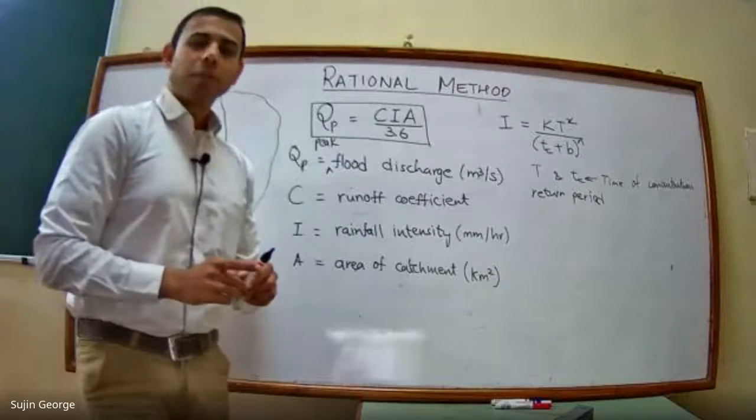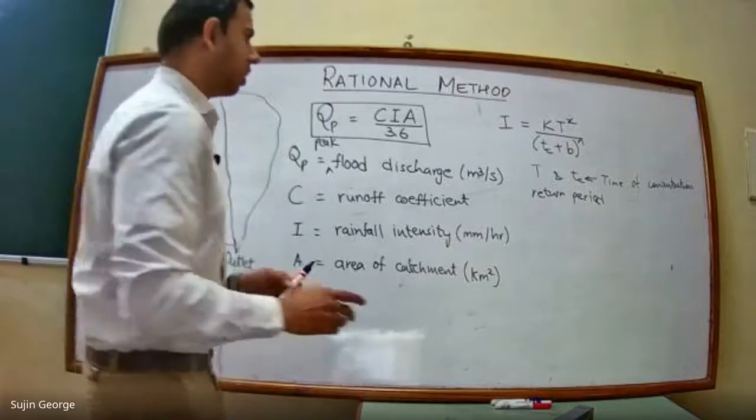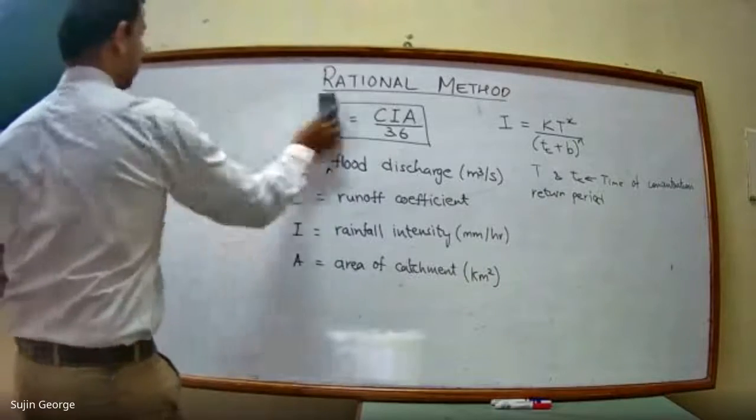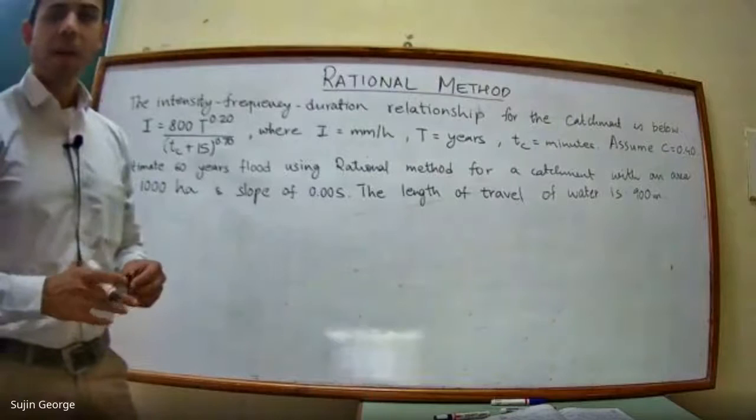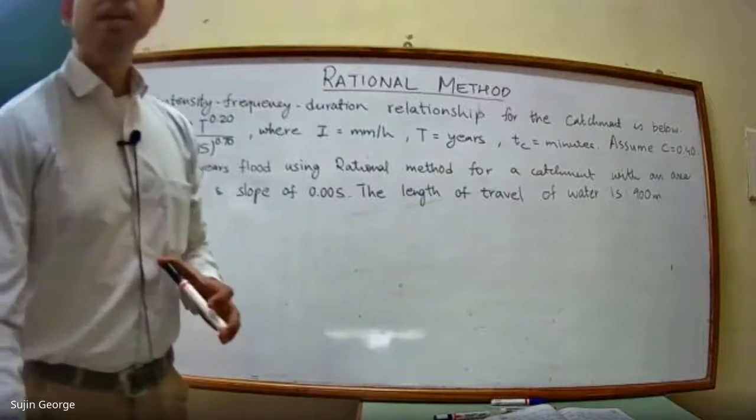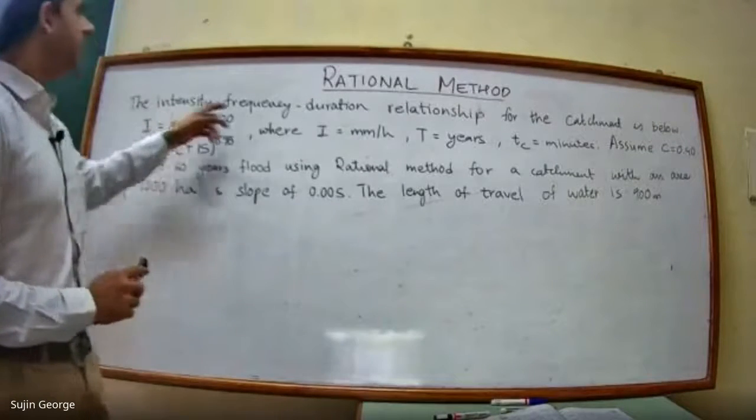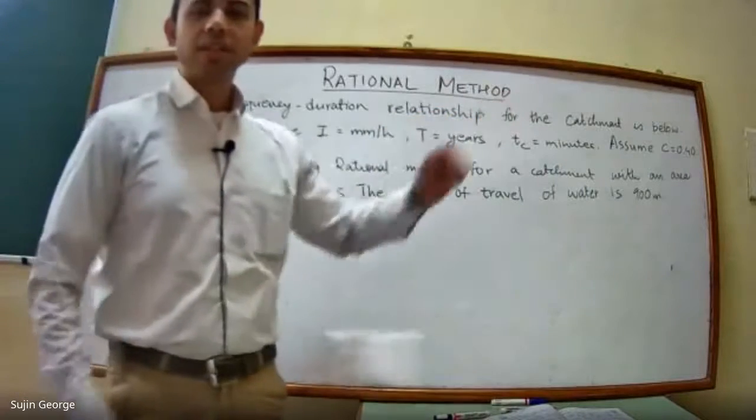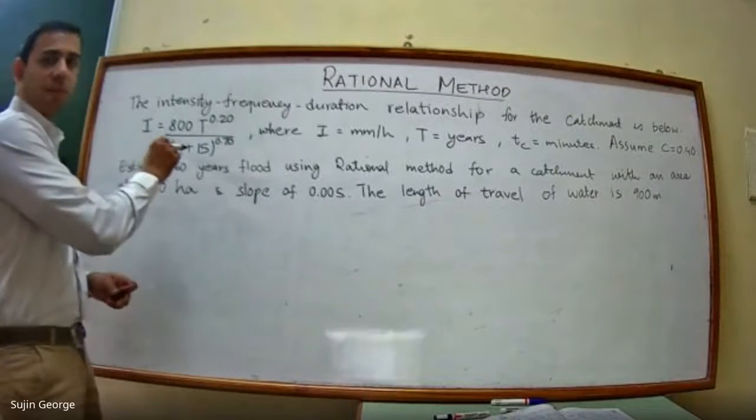Okay. So based on this rational method, we'll solve a numerical. This is the problem statement. I hope you can see this on the board. Here it is written that the intensity, frequency, duration relationship for the catchment is given below. This is the formula.